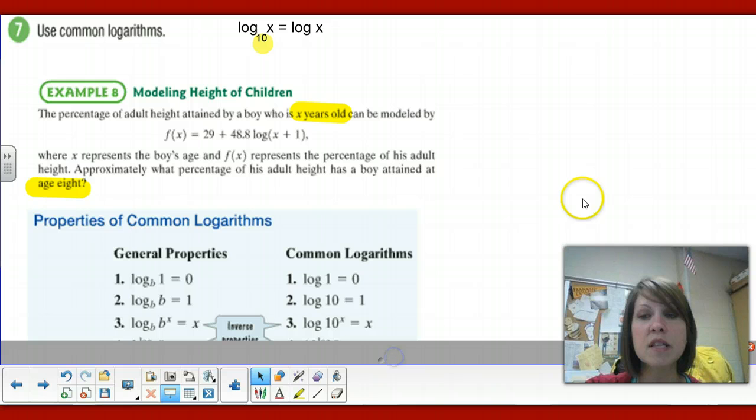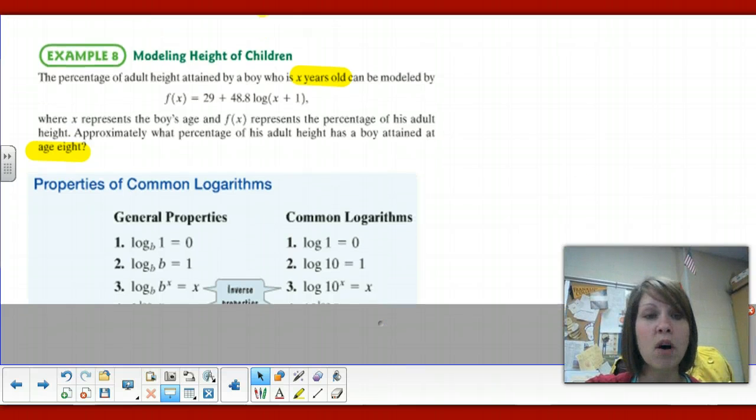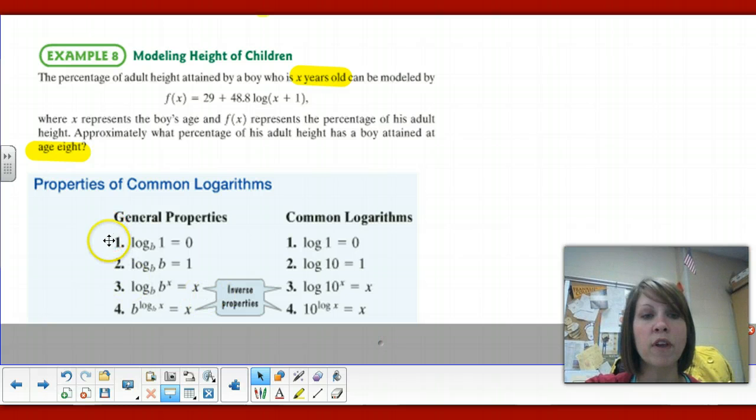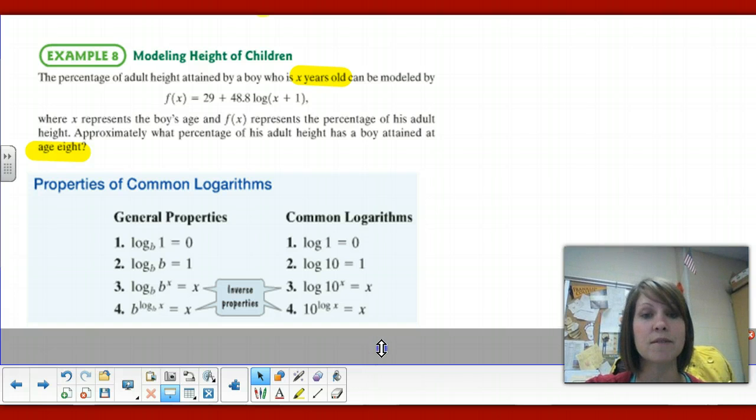The properties that we talked about for base B logs earlier, the properties involving 1 and the inverse properties, still apply to common logs. Log of 1 is 0, log of 10 is 1, so long as the base is 10. Log of 10 to the x is x, and 10 to the log x power is still x.